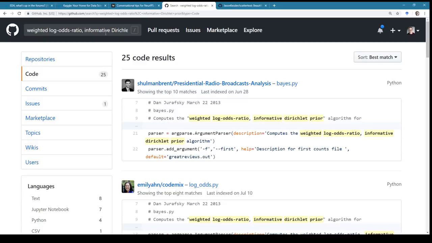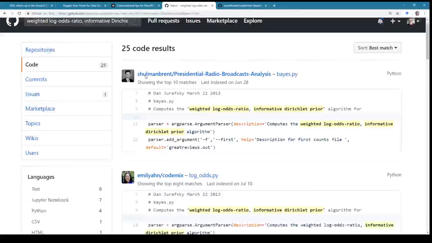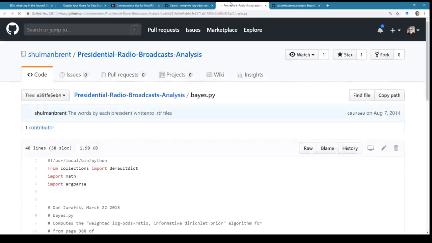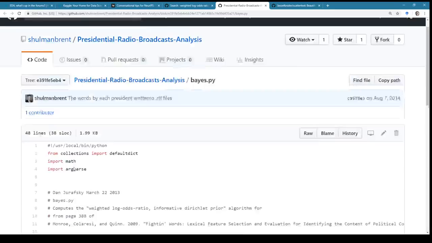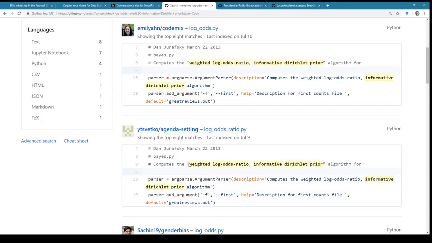And there are a couple of things, and it looks like they're all in Python, so we're going to need to switch to Python. So there's this one, and the paper was from 2009, and this looks like it's from 2013. Let's take a look. This could be from Dan's class at Stanford. Assume all 3 inputs. Okay, so this feels like a homework assignment, especially because there's several people that have done it with the same sort of text.